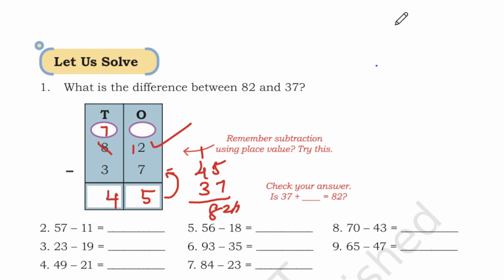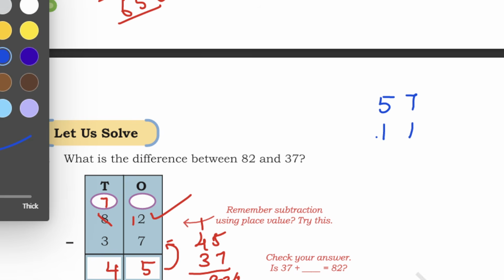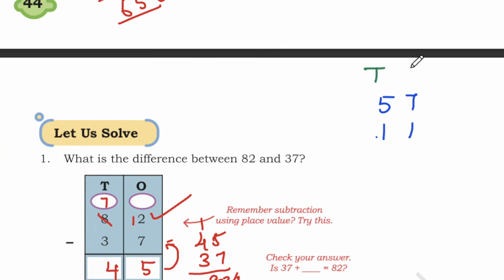So first we have 57 plus 11. So 57 plus 11. So this is tens place and this is ones place. I'll write in red color or green color. So this is tens place and this is ones place. Okay.